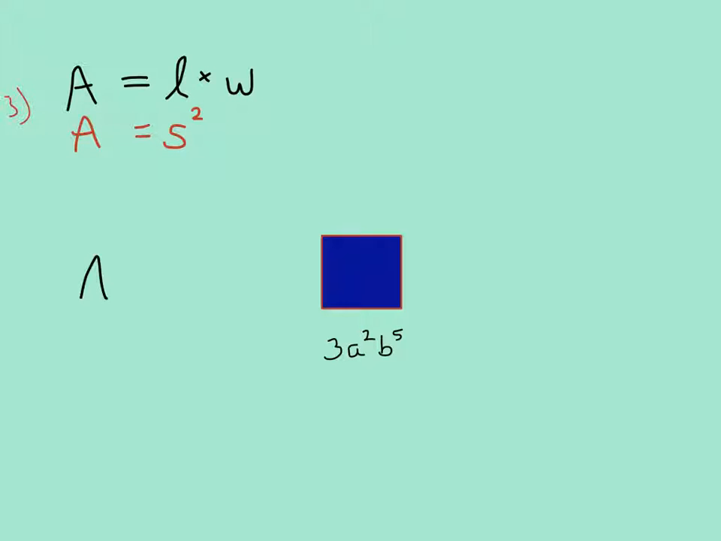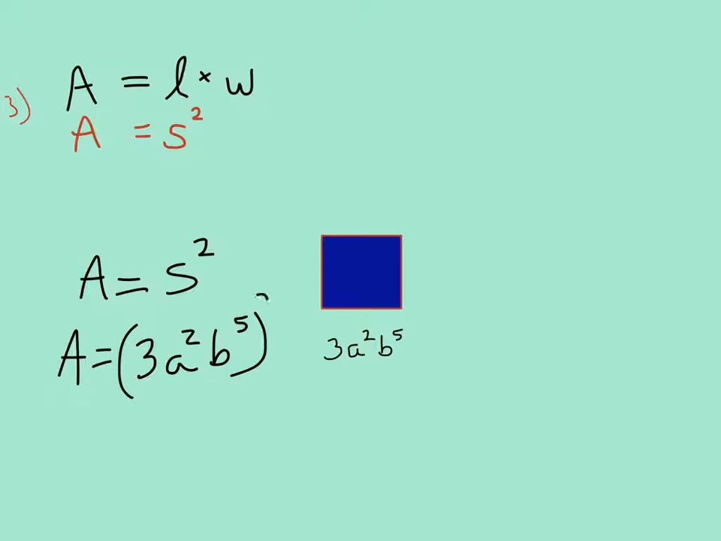So to find the area of a square, I'm going to start with my formula. Area equals the side squared. Okay, and that would equal 3a squared b to the 5th power, and I want to square that. And to solve that, I took 3 and I squared it, which gave me 9. A squared to the 2nd power gives me a to the 4th, and b to the 5th power squared would give me b to the 10th. So there would be my answer.